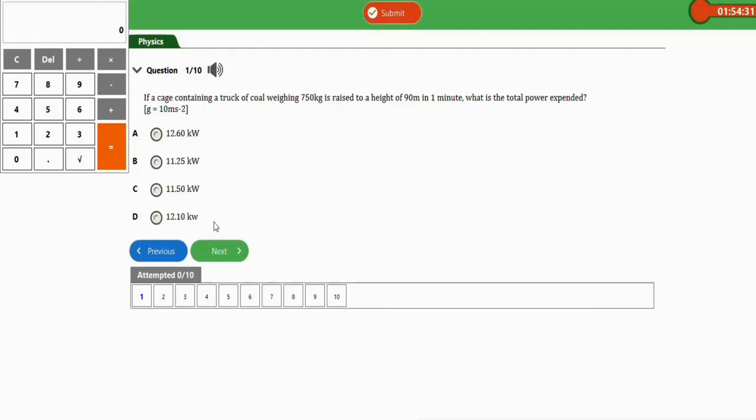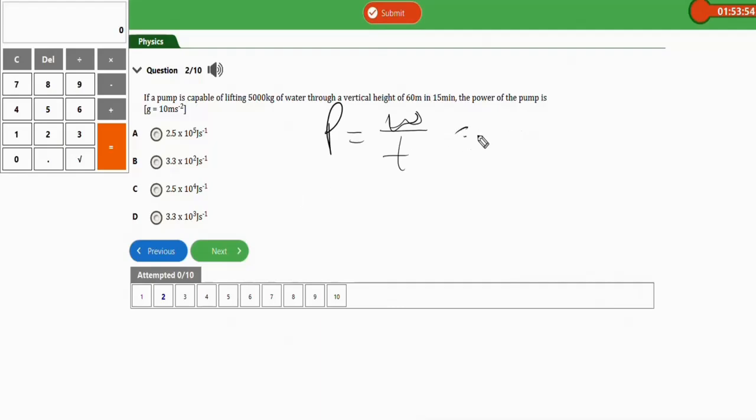The next repeated question will be this question. It says, if a pump is capable of lifting 5,000 kg of water through a vertical height of 60 meters in 15 minutes, the power of the pump is? Power equals work over time. Power is the rate of using up energy, and energy is the capacity or ability to do what? Work. So power is work over time. This is the same thing as mgh over time, which is energy.